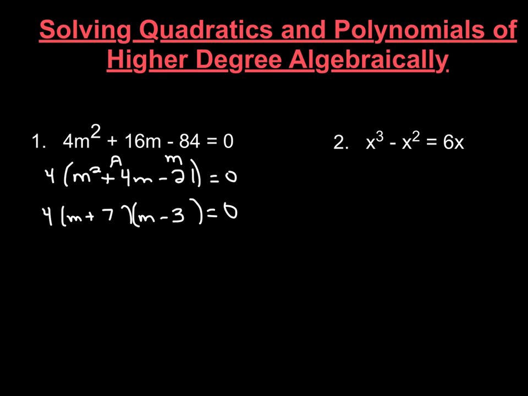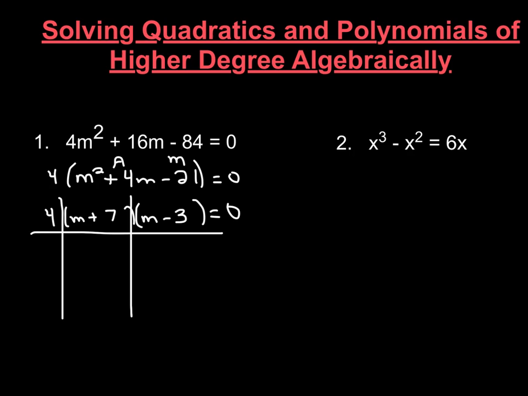Now from here, what you're going to do is set each factor equal to 0. So I have 3 factors here. I have 4 as one factor, m plus 7 is another factor, and m minus 3 is another factor. Your factors are just what's being multiplied together to give me this original expression. Okay, I usually call it a t-chart. I basically just put a line in between each factor, and you could just go ahead and set each factor equal to 0. So 4 equals 0, m plus 7 equals 0, and m minus 3 equals 0.